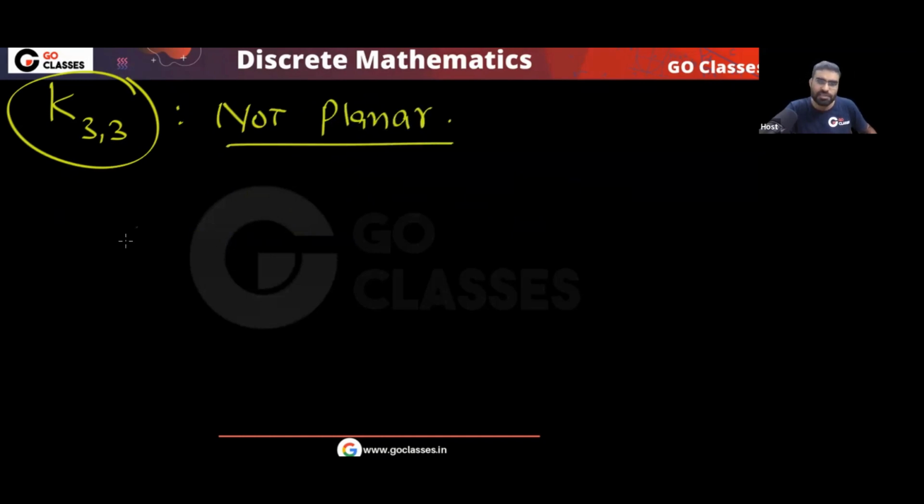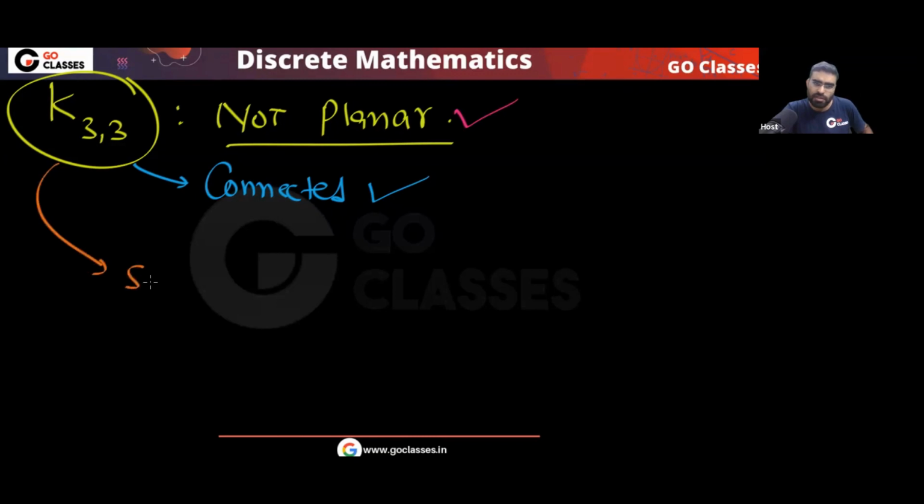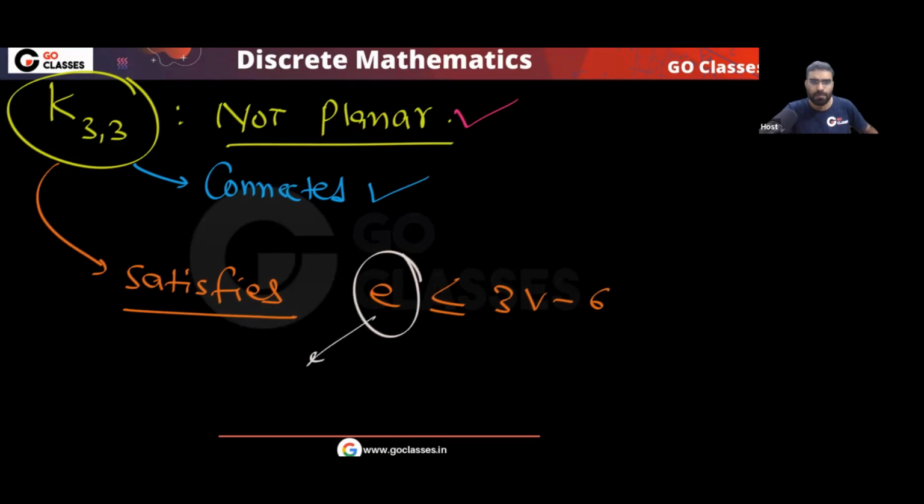But this K33 will satisfy this equation. This is connected, we already know, but this is not planar. Remember, this graph satisfies the condition that the number of edges is less than or equal to 3v minus 6. What is the number of edges in K33? That is 9. Yes or no?